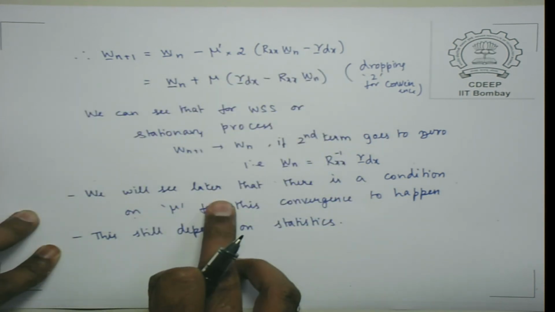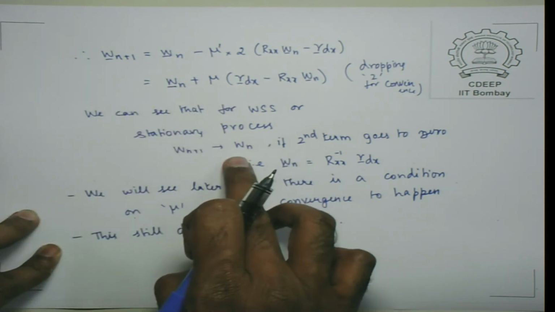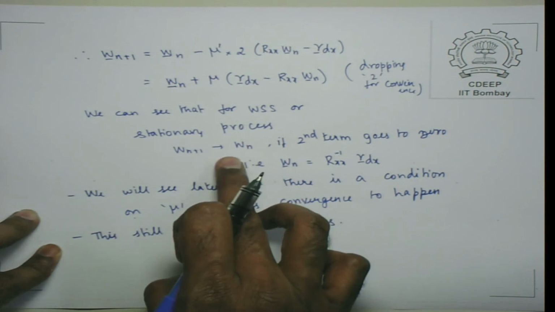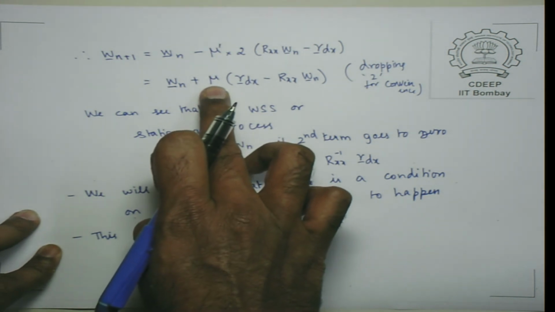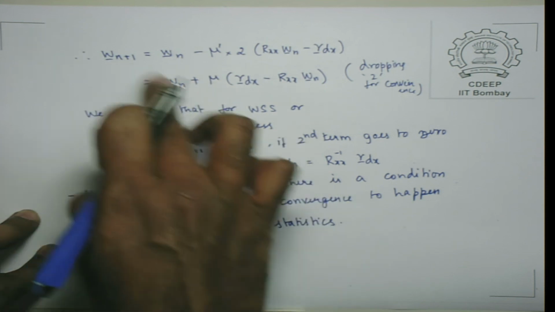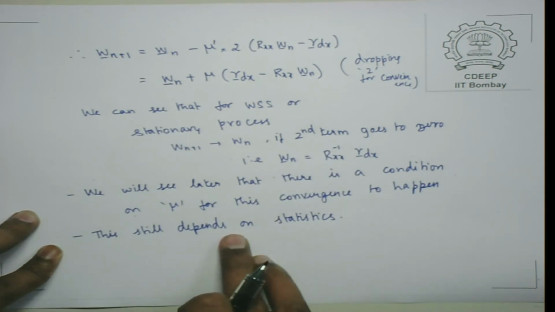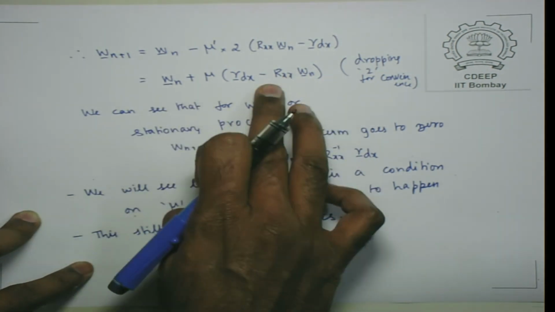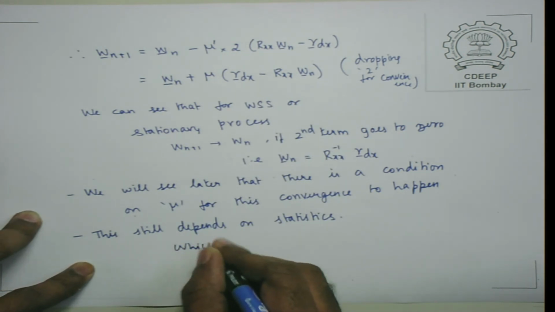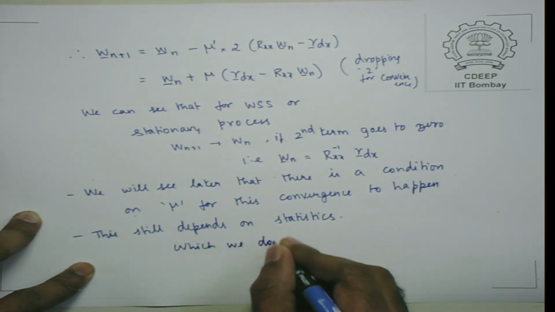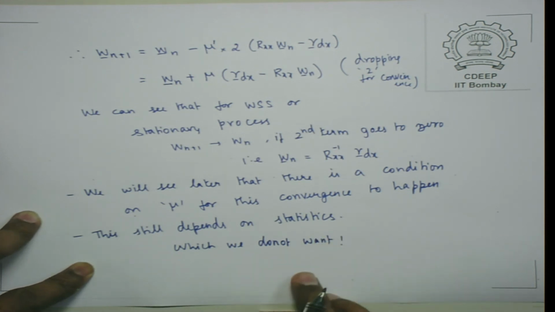We will see later that there is a specific requirement on mu for this convergence to happen. This convergence has to happen in any case, whether it is stationary or non-stationary. What that condition on mu is, is something important. We will try to motivate it by looking at what the weight update is and how it happens. As I mentioned, this still depends on the statistics, which we would like to eliminate, which we do not want. So this is something we need to look at.